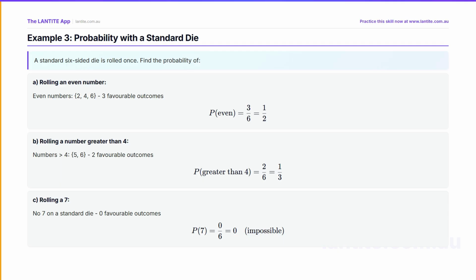Let's practice with the standard die. Part A, the probability of rolling an even number. The even numbers are 2, 4, and 6. That is 3 out of 6, which simplifies to 1/2. Part B, a number greater than 4. That is 5 and 6, 2 out of 6, which simplifies to 1/3. Part C, rolling a 7. There is no 7 on a standard die, so the probability is 0. It is impossible. Notice how we always list the favorable outcomes first, then divide by the total.